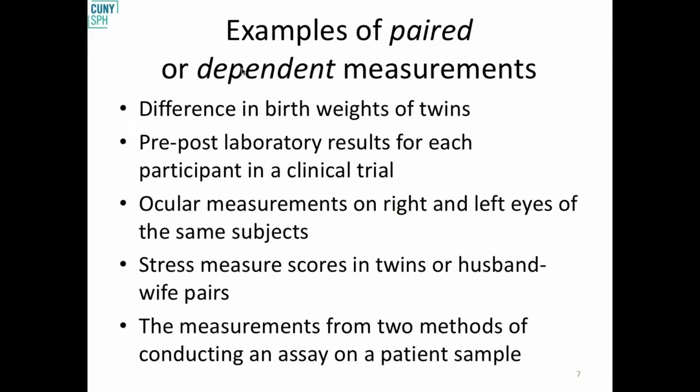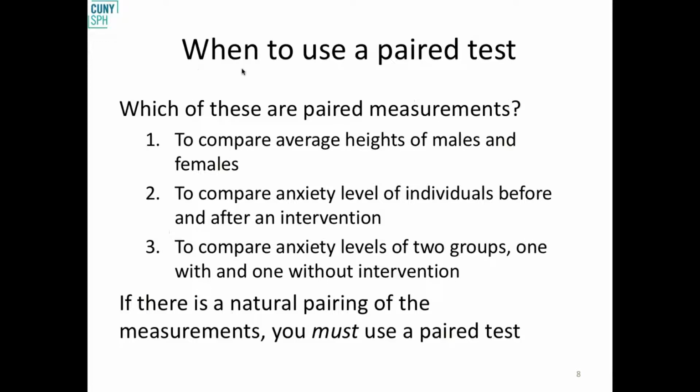Paired or dependent samples: difference in birth weight of twins. That's an interesting one. Pre and post laboratory results for each participant in a clinical trial, in other words, before they took the trial and after they took the trial. Ocular measurements in the right eye and left eye of the same subject. Same person, only one person, not two subjects. Stress measure scores in husband and wife. Measurements from two methods of conducting an assay on a patient sample. Again, a lot of ways to get a paired sample.